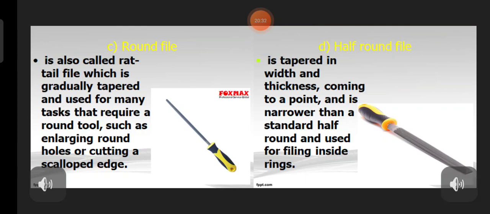The last example of a metal file is a half-round file. It is tapered in width and thickness, coming to a point, and is narrower than a standard half-round and used for filing inside rings.